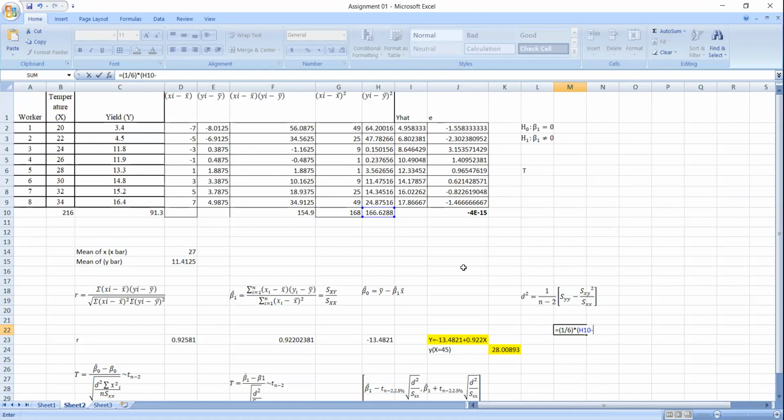Minus, then we have to calculate Sxy squared. So Sxy is the summation of xi minus x bar into yi minus y bar, this value, and we have to take the squared term of that. So I'm going to take the squared value of this, and that one we have to divide by Sxx, that is the summation of xi minus x bar squared value.